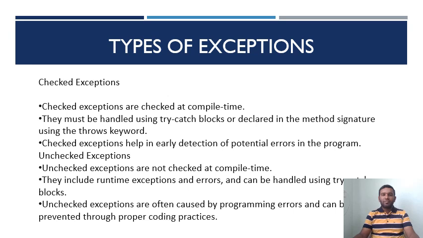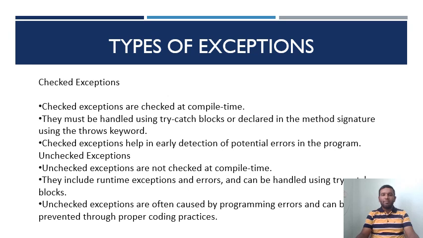Types of exceptions. Now let us see what are the different types of exceptions. We got an introduction to exception. We saw what is an exception. The first thing here is checked exceptions. Checked exceptions are checked at compile time. They must be handled using try-catch blocks or declared in the method signature using the throws keyword. Checked exceptions help in early detection of potential errors in the program.